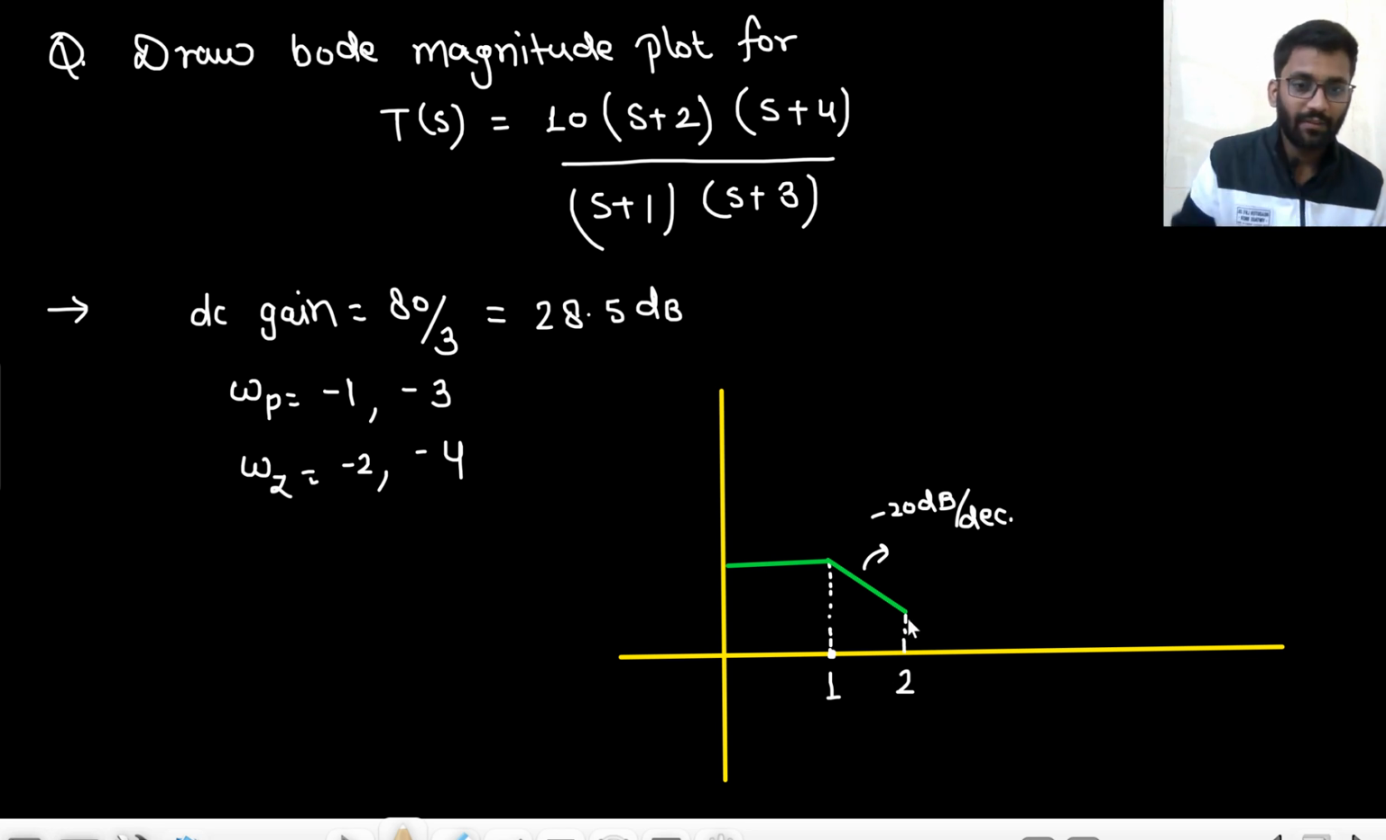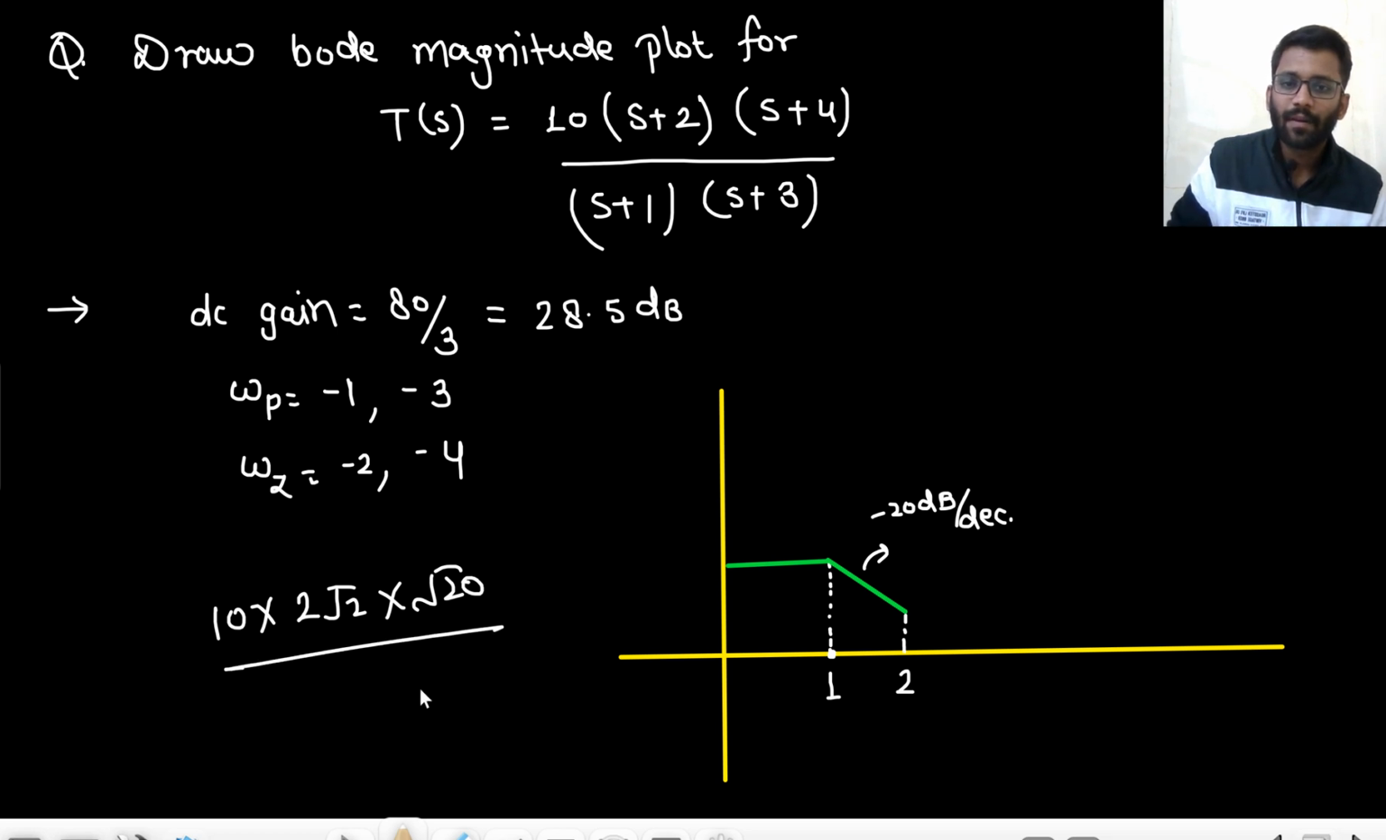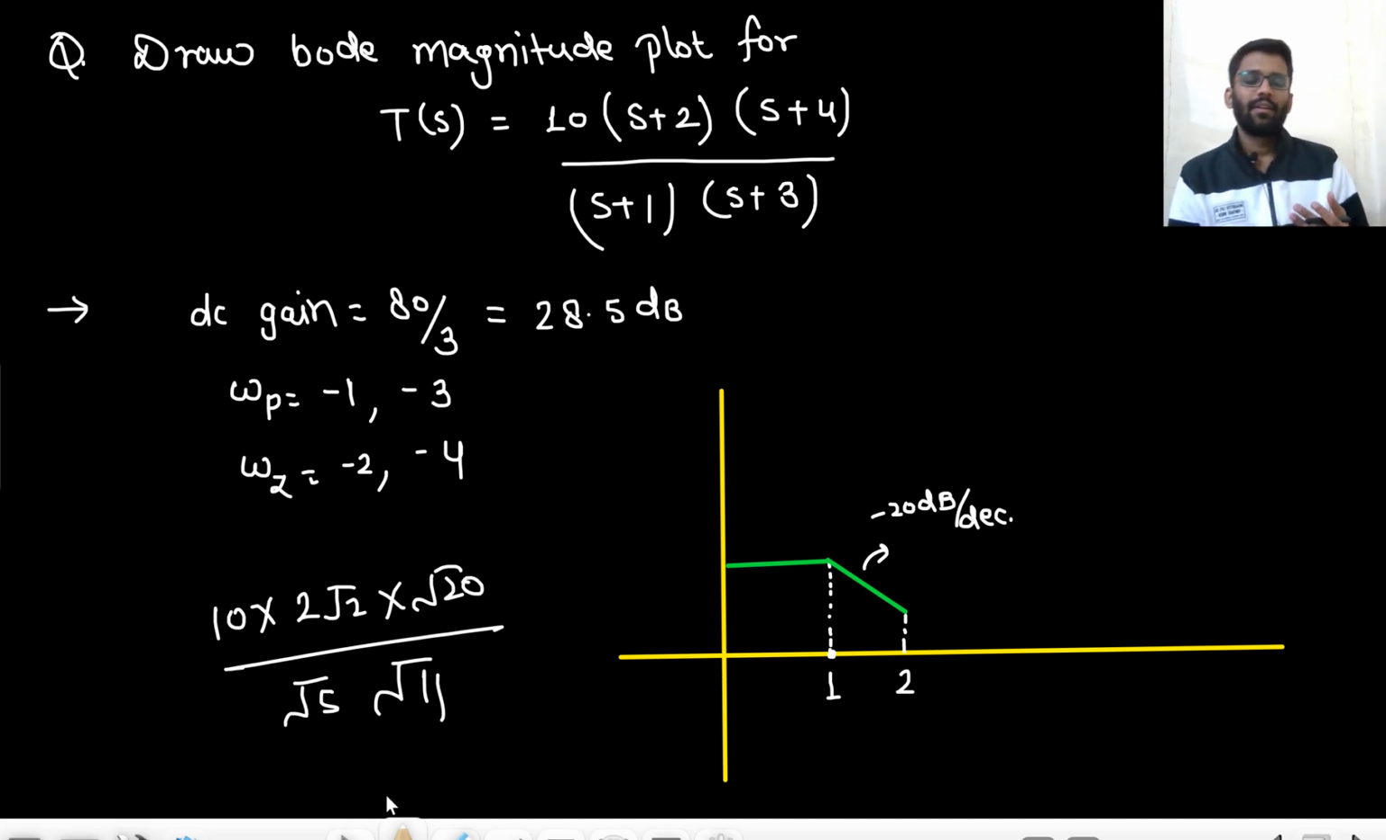So I need to find whether this value is positive or negative. So it will be 10 into 2 root 2 into 20 upon 2 root 5 plus 9 plus 4 root 11. Did I do the calculation right?